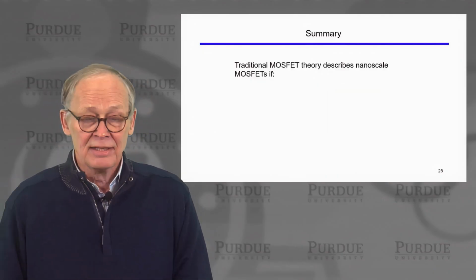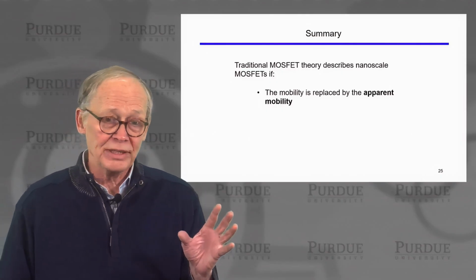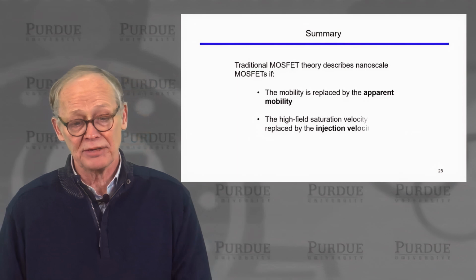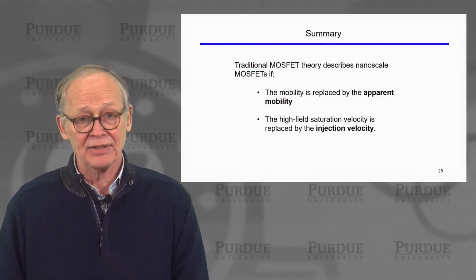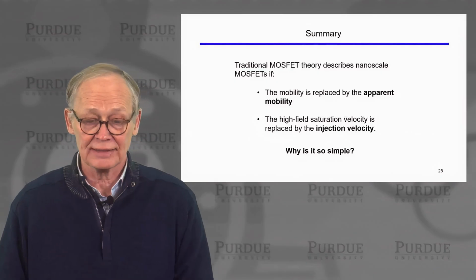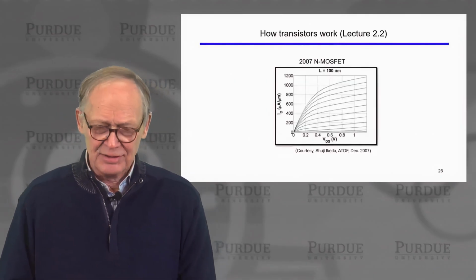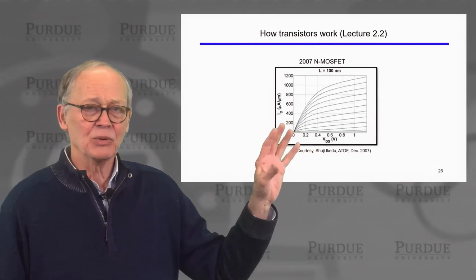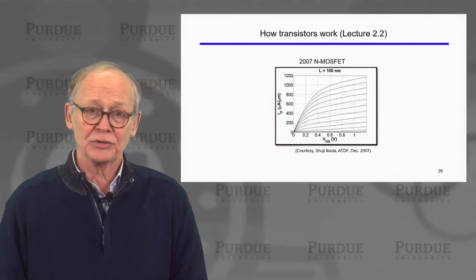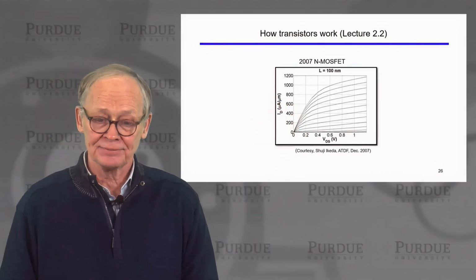So, traditional MOSFET theory: all we need to do to describe short channel devices is to replace the mobility by the apparent mobility and the high field saturation velocity by this quantity we call the injection velocity. You might ask, why is it so simple? And to answer that question, remember way back in Unit 2 when we talked about the physics of how transistors operate and why transistor characteristics look like this.